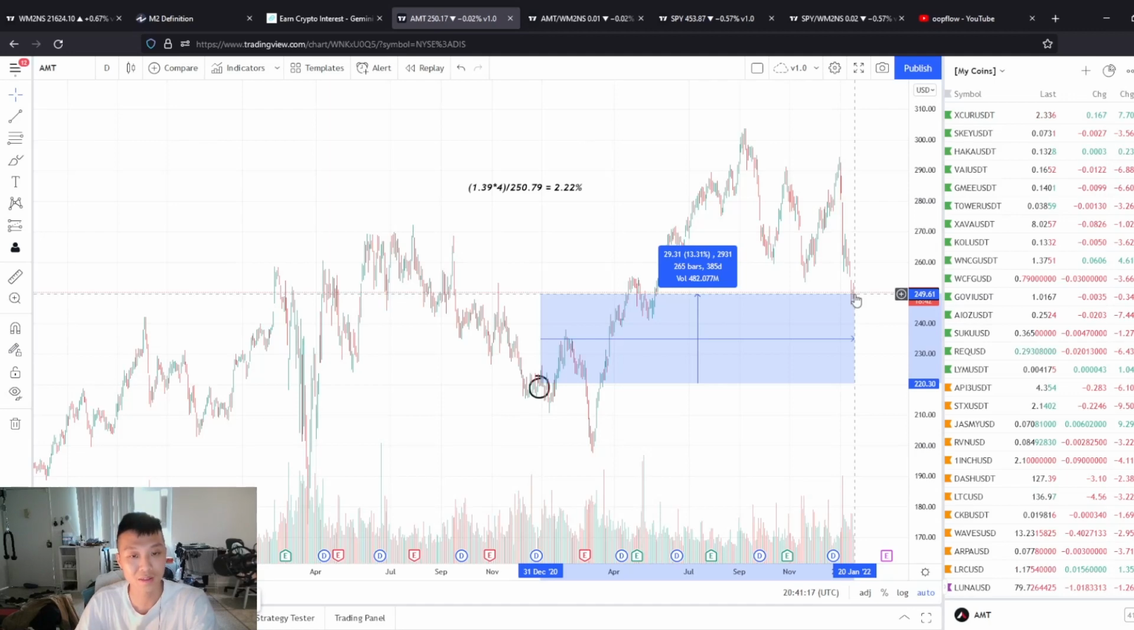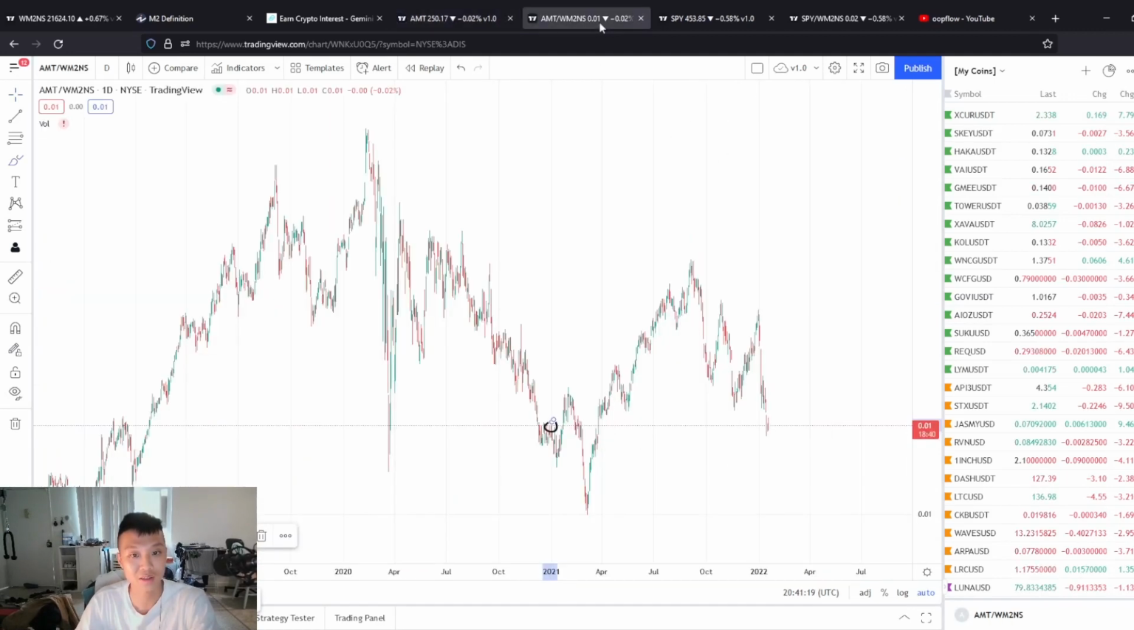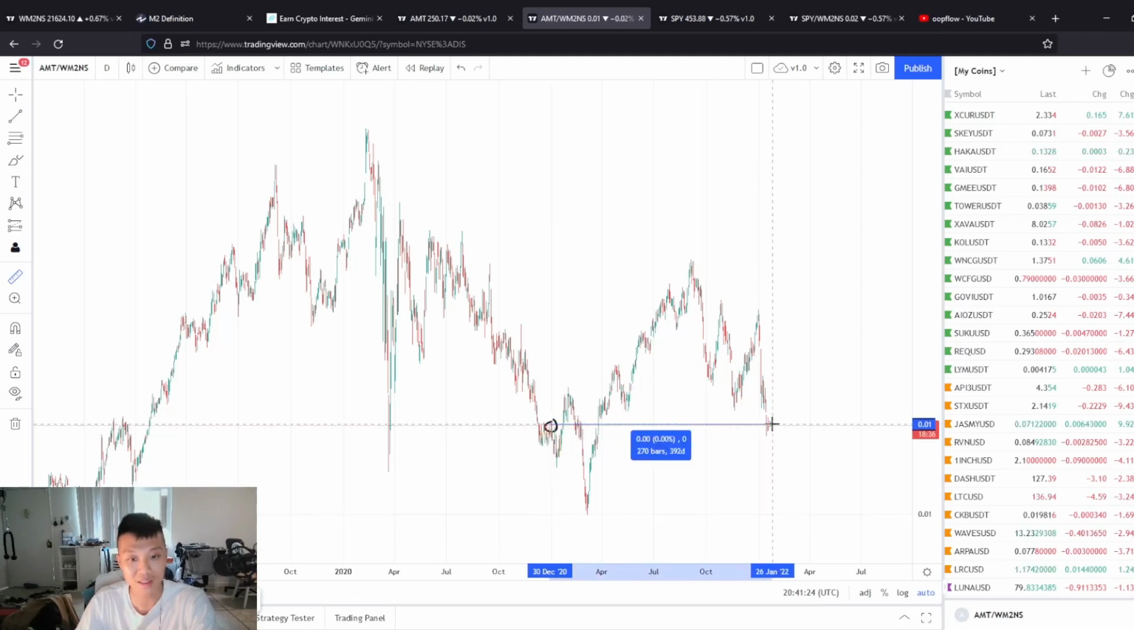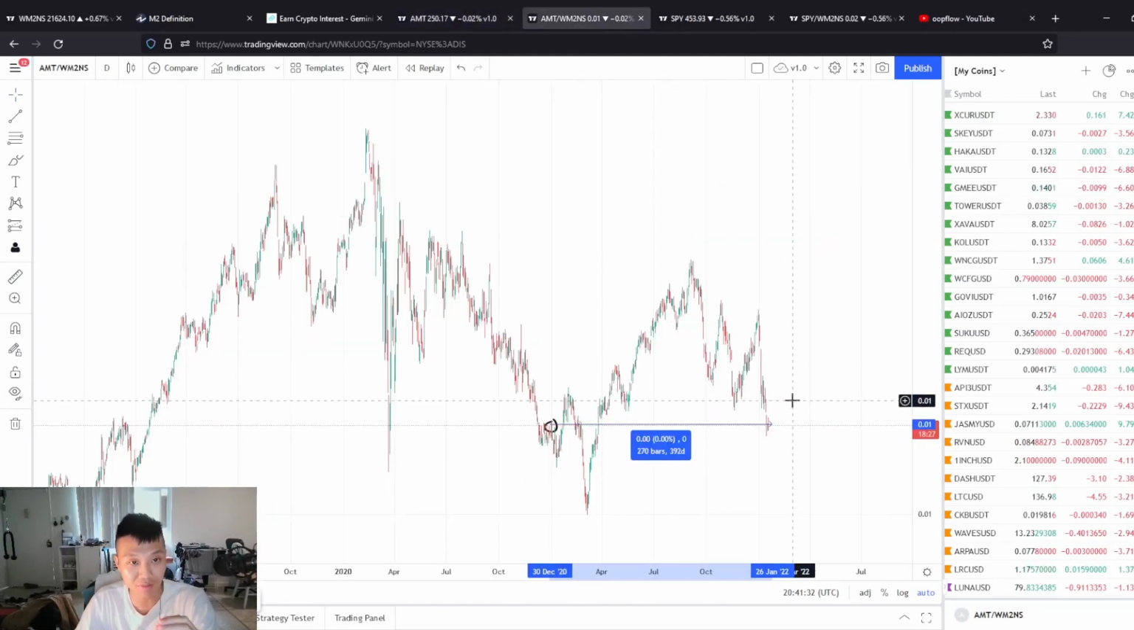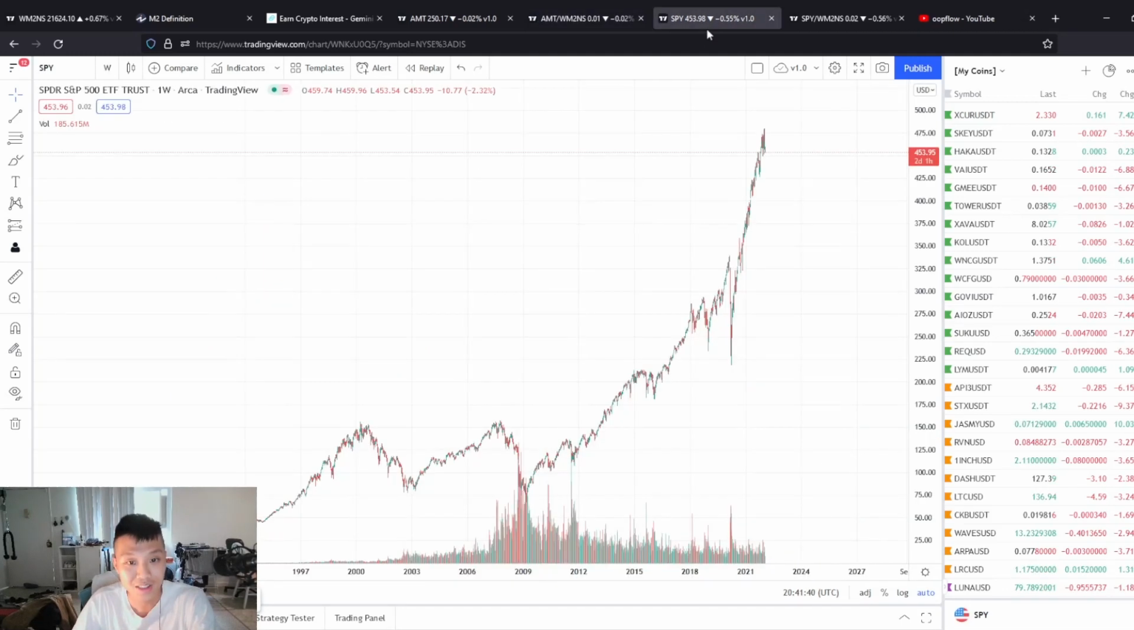But let's remove the inflation, right? If you remove the inflation, functionally you would have gained nothing on the value of the stock. So you would have gained just that 2%. Realistically, you would have only gotten 2%, and that's worse than just throwing your money into the general stock market. That's worse than throwing it into the S&P 500.